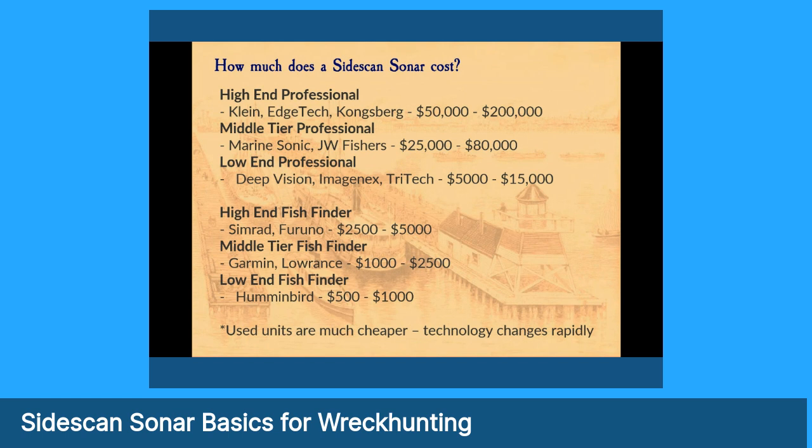And then down at the bottom, things like Humminbird makes a perfectly acceptable wreck hunting fish finder, but my experience anyway is that their transducer beam isn't quite as sharp as the Garmin or the Lowrance. The other thing I would mention too is that used units go much cheaper, especially in the professional models. And just a word of advice: I see a lot of people buying these Kleins that are 15 years old. Don't bother buying any of these professional sonars that are more than 10 years old, because you're throwing your money away.